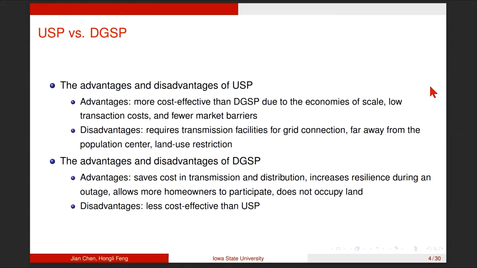So USP is more cost effective than DGSP, but it requires transmission facilities for grid connection, it may be far away from the population center, and it may require massive adjacent land to install solar panels. And DGSP saves cost in transmission and distribution, increases resilience during an outage, allows more homeowners to participate, and the last one, it doesn't occupy land because residents can just install solar panels on their rooftop. And for the disadvantages, it is less cost effective than utility-scale solar PV systems.